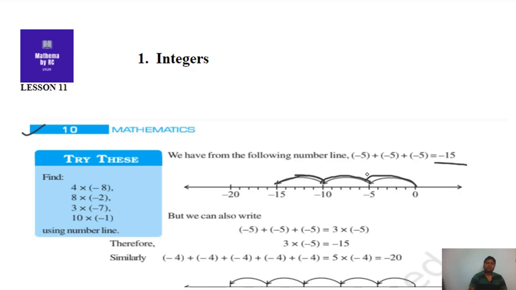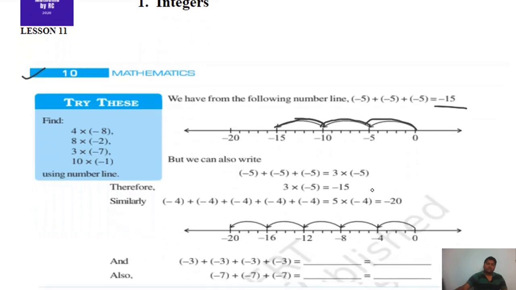So we can also write minus 5 plus minus 5 plus minus 5 equal to 3 into minus 5. That means 3 into minus 5, we get minus as the sign, and 3 into 5, that means 5 ones are 5, 5 twos are 10, 5 threes are 15.